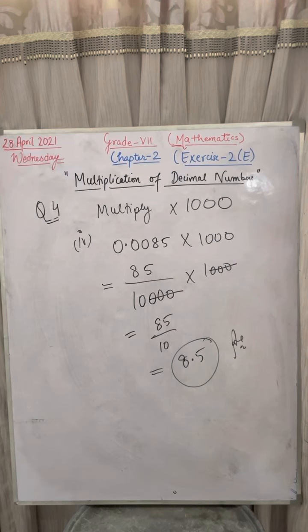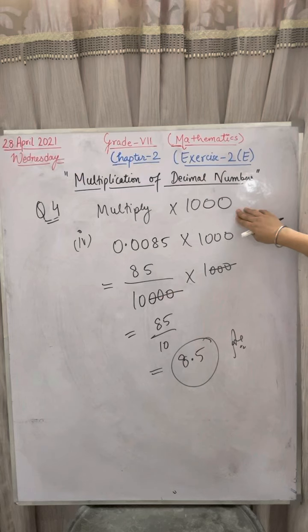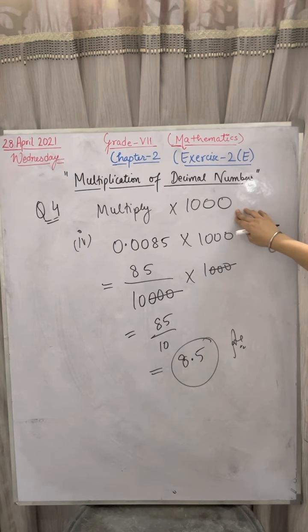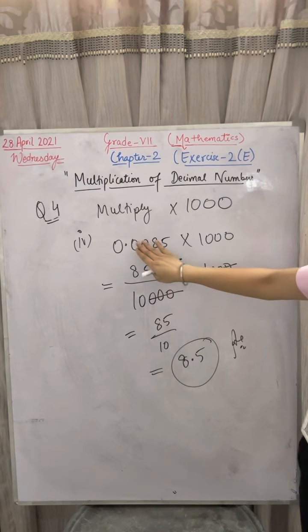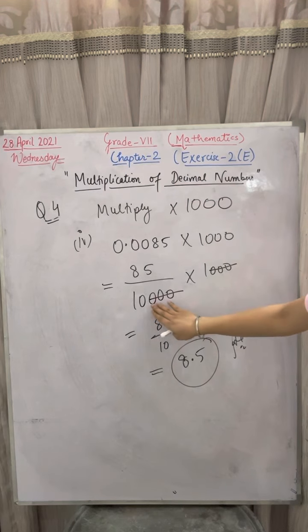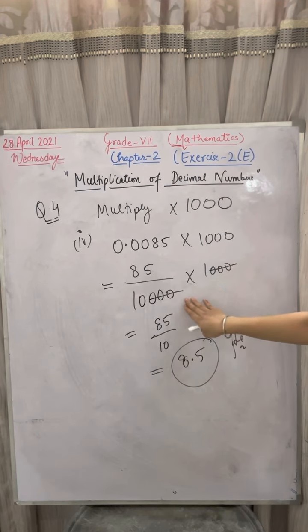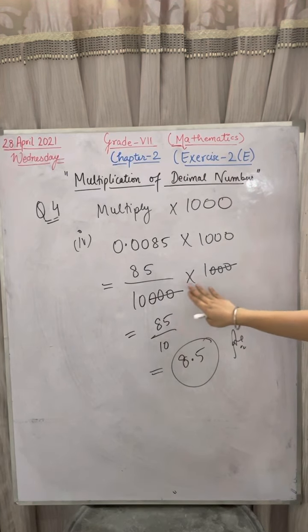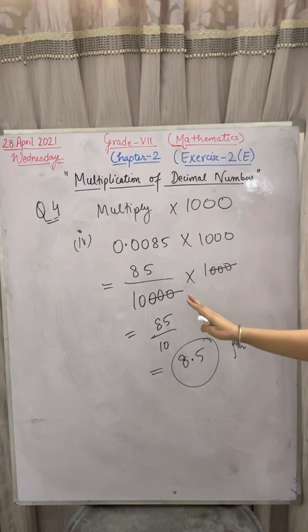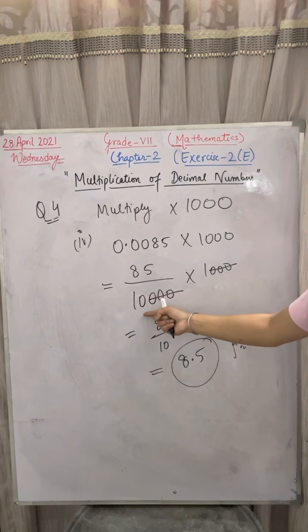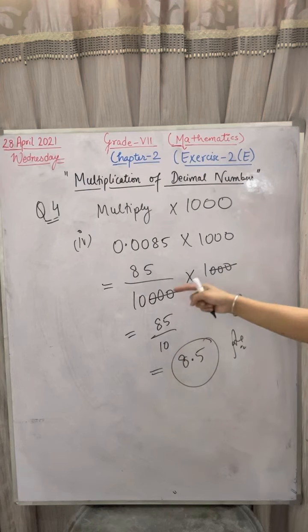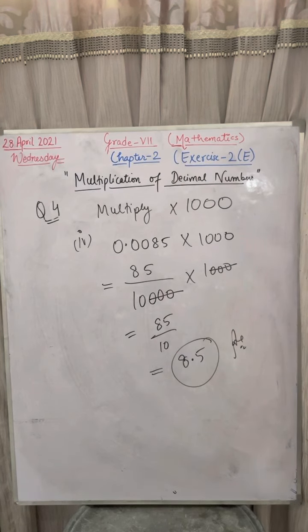Any doubt that how we can multiply with 10, 100, 1000? Whatever decimal is given to you, you have to remove the decimal and put those many zeros in the denominator. And see how many zeros you can cancel. Whatever zeros you cancel and whatever is left at the last, you can place the decimal in the answer.